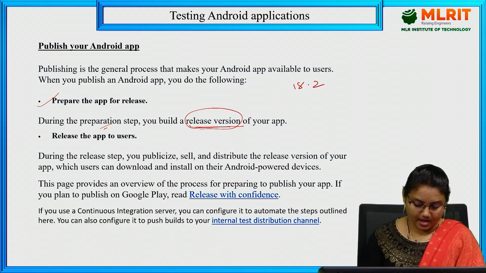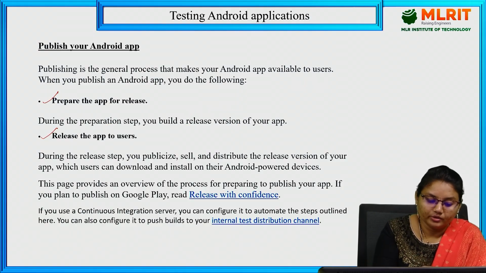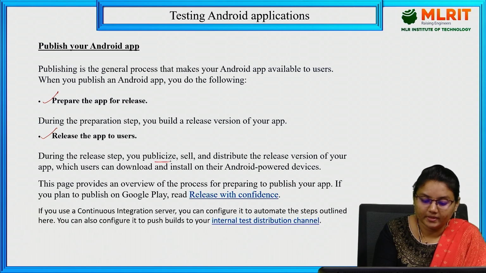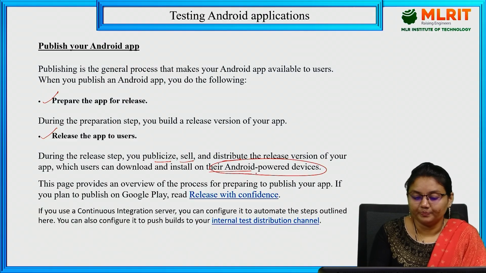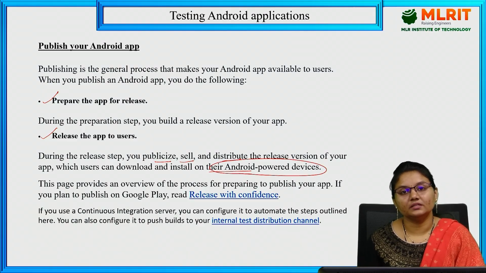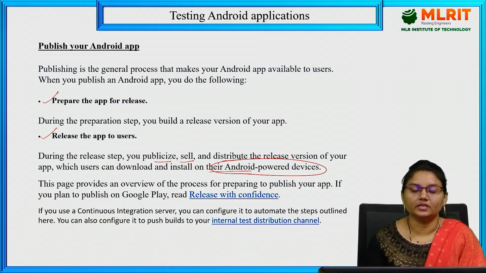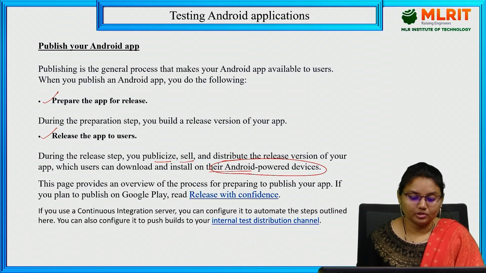Then release the app to the users. Once you prepare it, then you have to release it. Now during the release step, what do you have to do? You publicize, sell, and distribute the release version. Users download and install it on Android powered devices. So these devices first have to be installed. Whenever you get version upgrades, then you need to install them. Then only can the changes be made to the device.